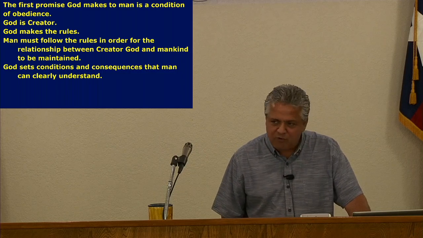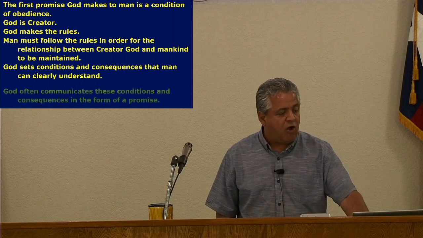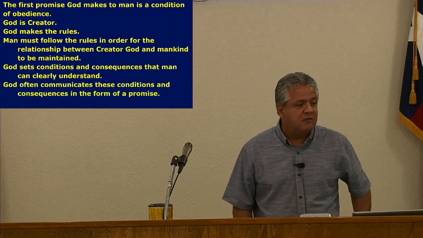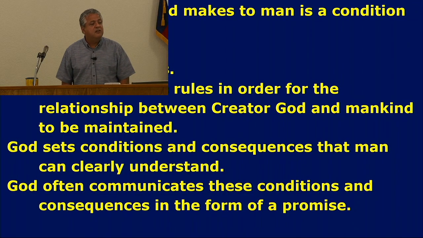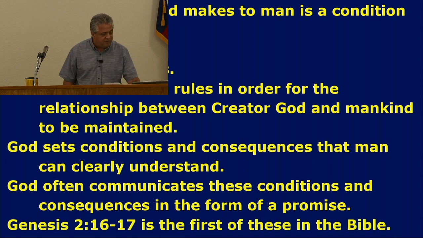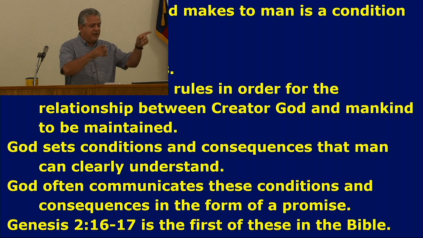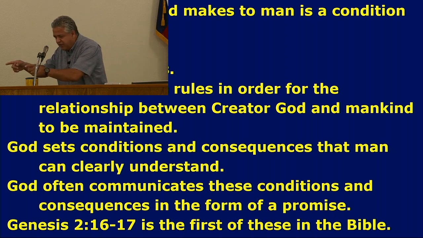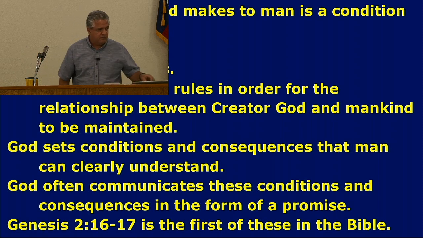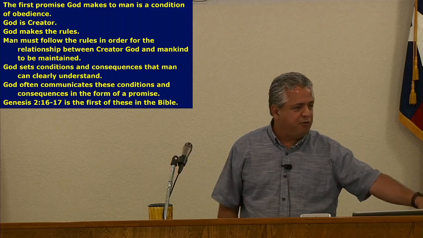On the day you eat of the fruit of the tree of the knowledge of good and evil, you will surely die. God often communicates these conditions and consequences in the form of a promise. And that's exactly what we see right here in Genesis chapter 2, verse 16 and 17, the first of these promises that God would make mankind. Do this, and this is the result. Do this over here, and this is the consequence. Blessing, cursing, from the very first moments in the garden.